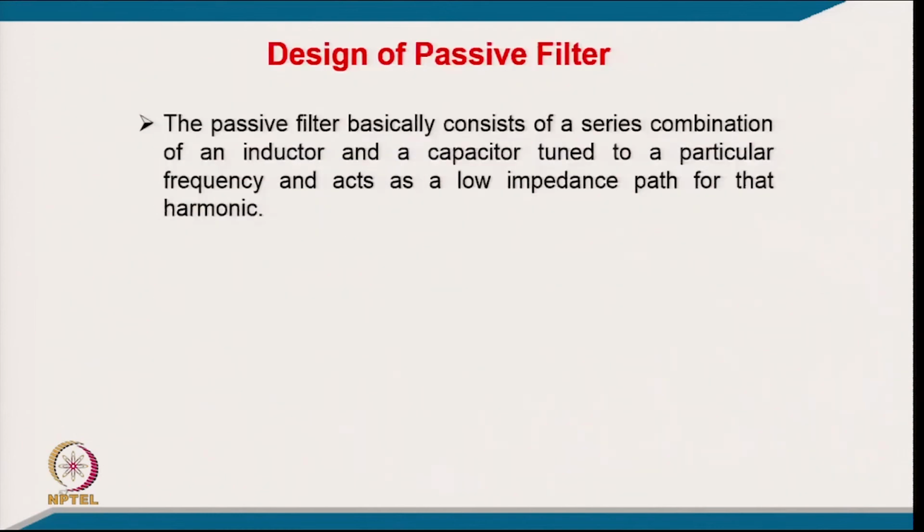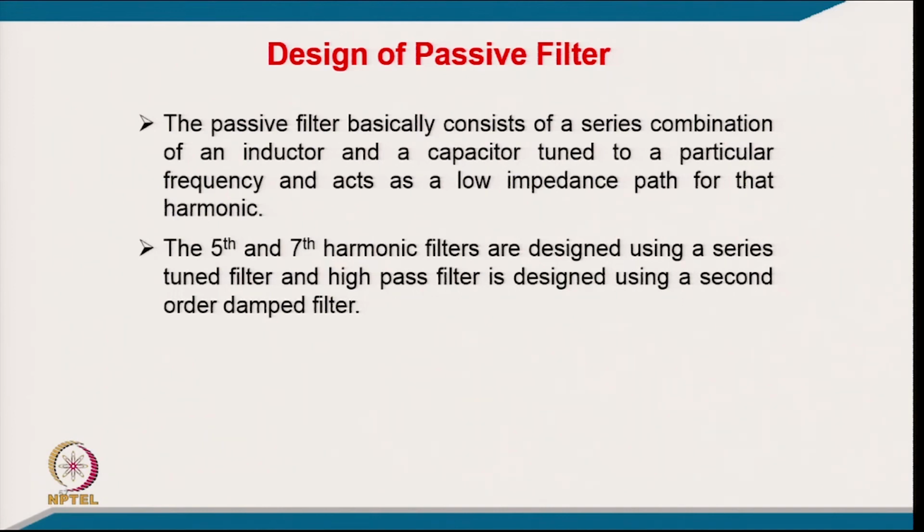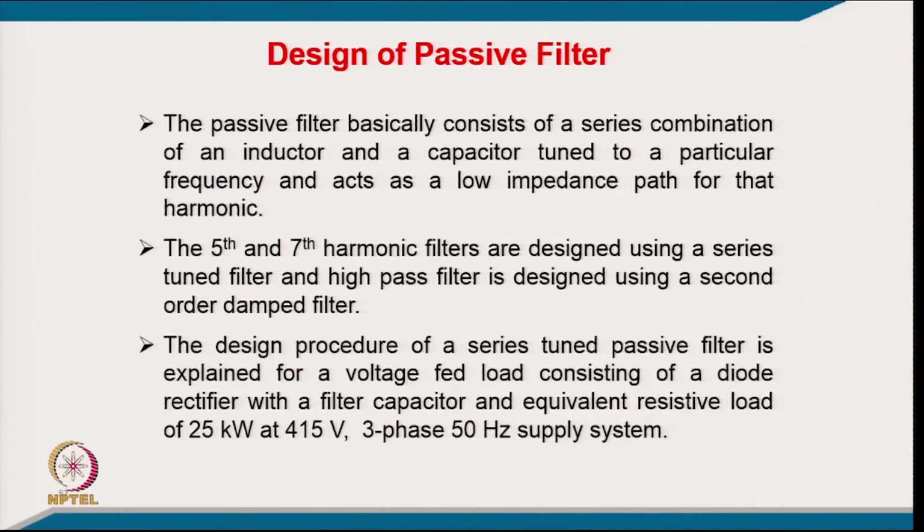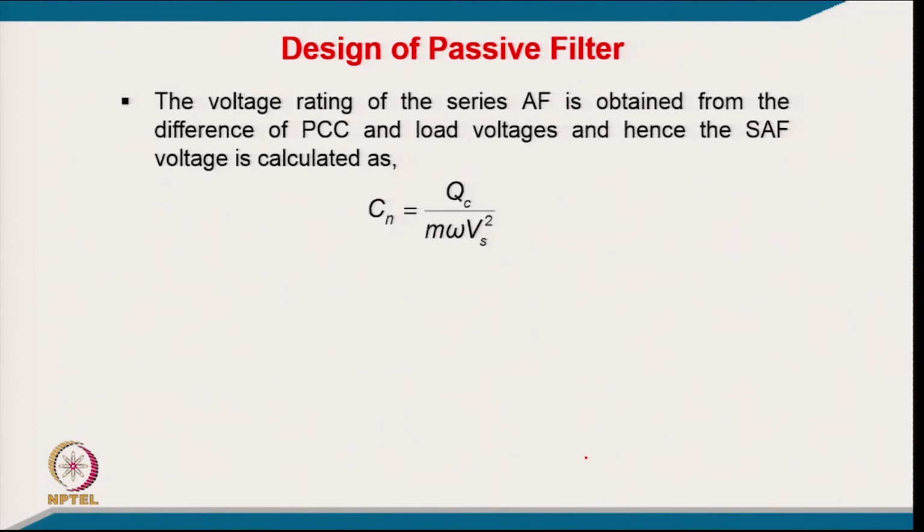The passive filter basically consists of a series combination of an inductor and capacitor tuned at a particular frequency and acts as a low impedance path for that harmonic. The fifth and seventh harmonic filters are designed using a series tuned filter, and the high pass filter is designed using a second order damped filter. The design procedure of the series tuned passive filter is explained on the voltage fed load consisting of a diode rectifier with a filter capacitor, the equivalent resistive load of 25 kilowatt, 415 volt 3 phase 50 hertz supply system, and the voltage rating of the series active filter is obtained from the difference of PCC voltage and load voltage.